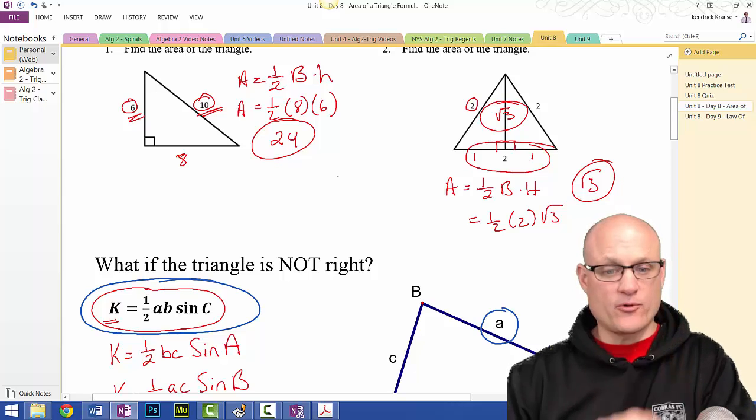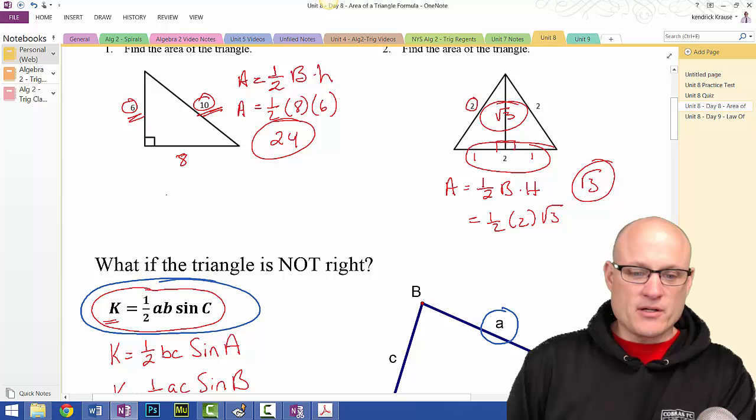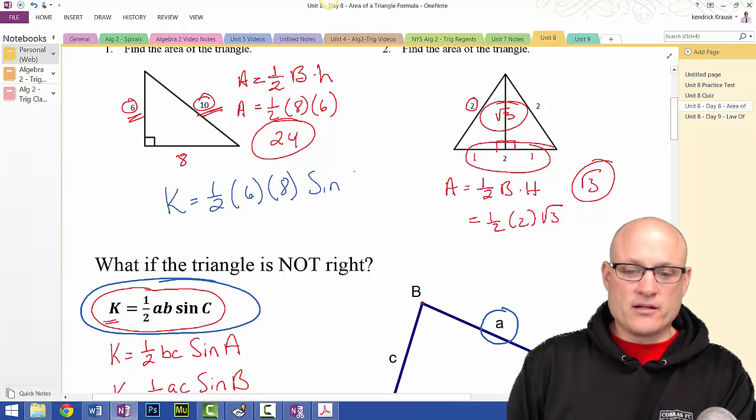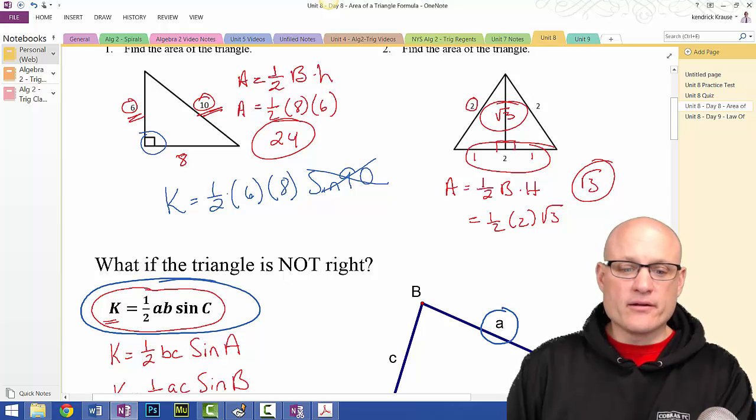We said the area of this formula area is 24, right? Watch this. Let's use the formula. K equals 1/2 6 times 8 times the sine of, wait a second, isn't this 90 degrees? Oh yeah, sine of 90. And someone's in there going, well, isn't the sine of 90 just 1? Oh yeah, sine of 90 is just 1, so I don't need that. And then 1/2, 6 times 8 is 24. And therein is the end of my lesson.